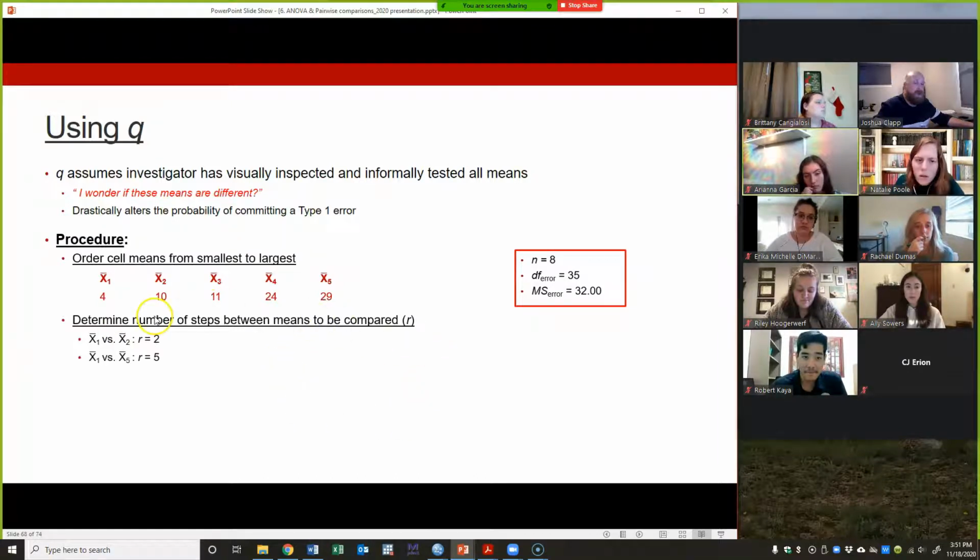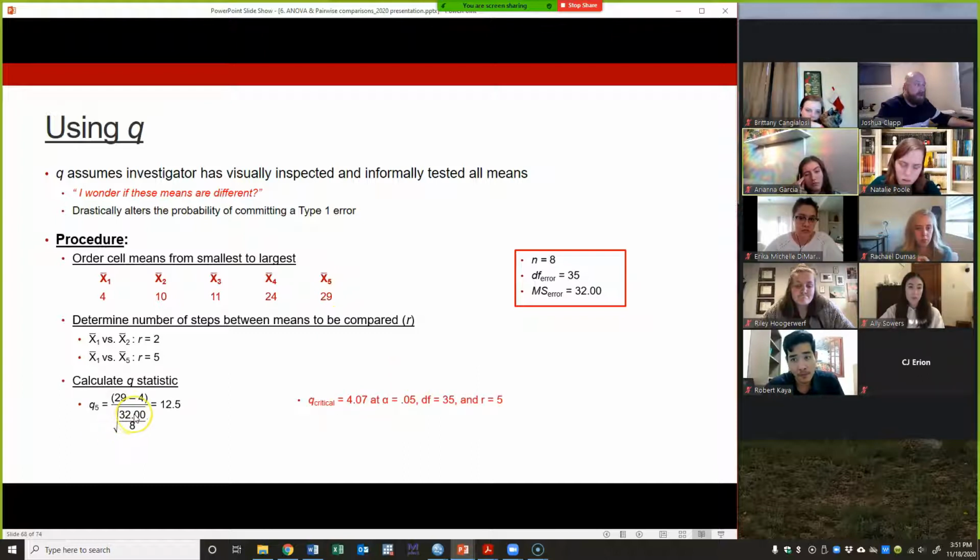Then, based on Tukey, I determine the number of steps between my means to be compared. So if I want to compare x1 and x2, that's r equals 2, 1, 2, that's 2 steps. Or if I wanted to compare x1 to x5, that's going to be 5 steps: 1, 2, 3, 4, 5.